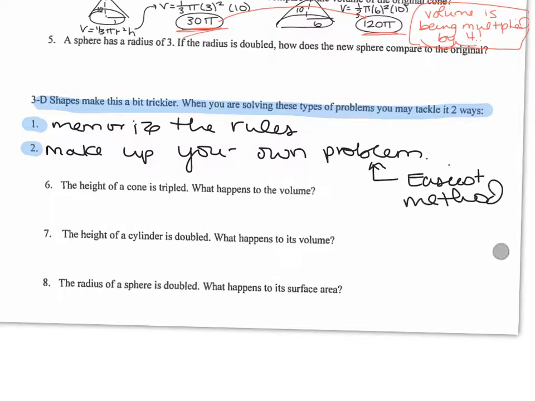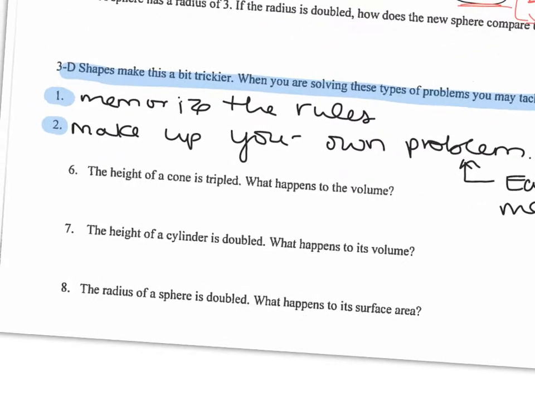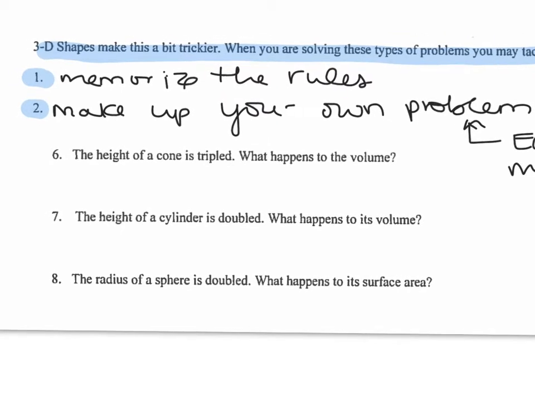So if we look at this example below, these 3 examples are just like the examples above. I just kind of put it more into this is what we should do. So it says the height of a cone is tripled, right? So what happens to the volume? So if I draw a cone, here's my cone. It says the height of a cone is tripled.